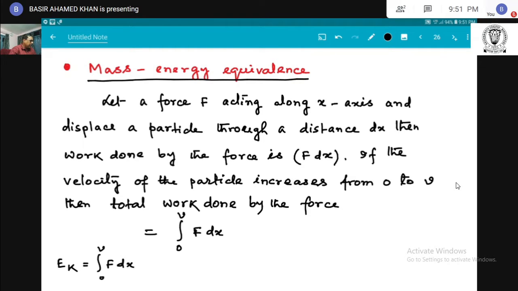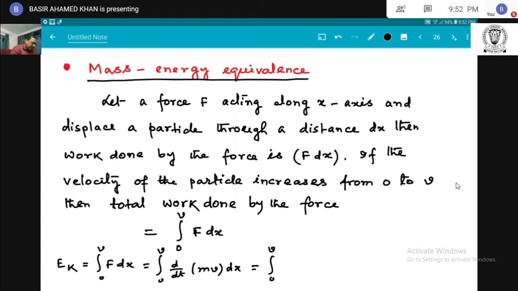That means the integral from 0 to v of d/dt of (mv), the rate of change of momentum, which equals force, times dx. This is equal to the integral of the derivative of mv into dx/dt, or this becomes the integral from 0 to v of (m dv plus v dm) times v.